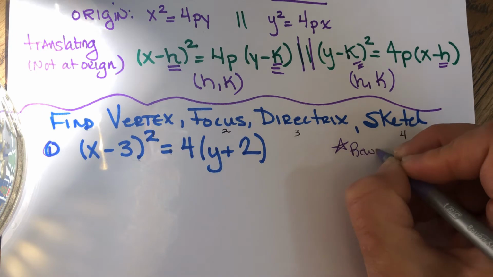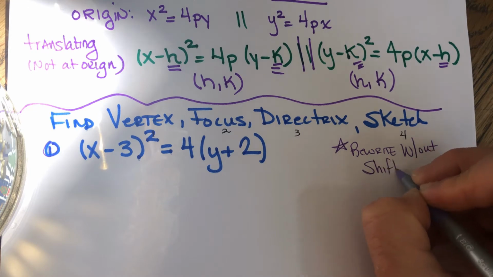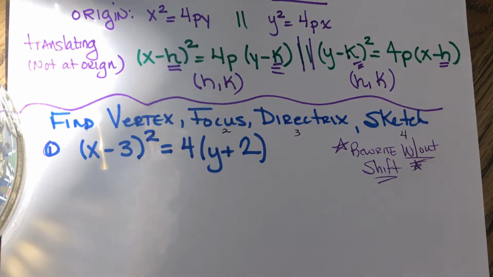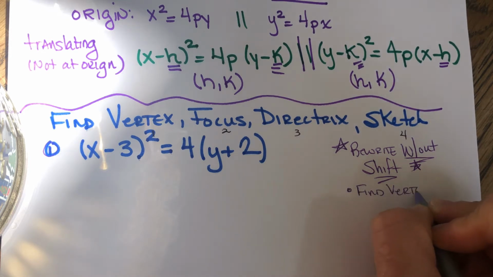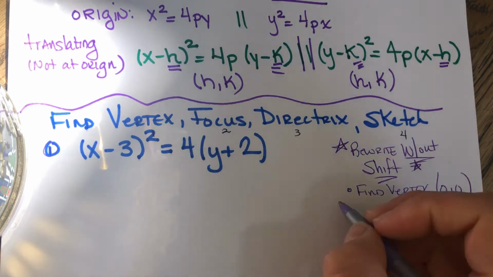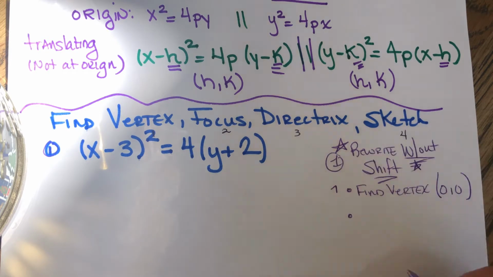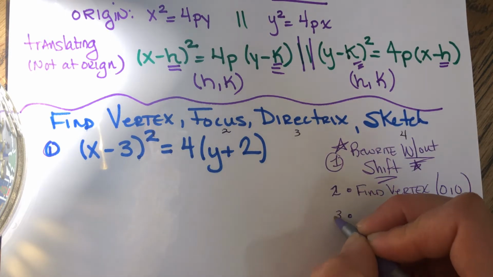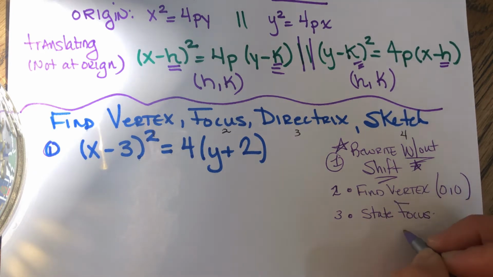So what I want you guys to do is rewrite without your shift. Again, do this. It'll help you out, I promise. You know I don't lie to you. What do I mean without the shift? I mean find your vertex, which will help you find your p-value, which is 0, 0. So this is step 1. Step 2, your vertex is 0, 0. Step 3, just like we did yesterday, state the focus first, which is a point. State your directrix, which is a line, an x or a y equals.